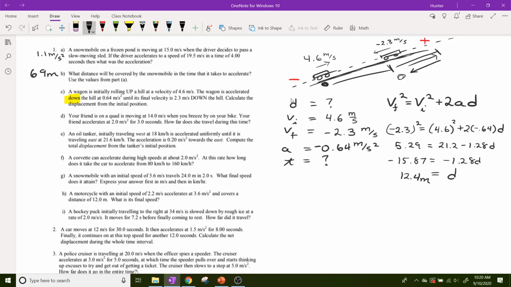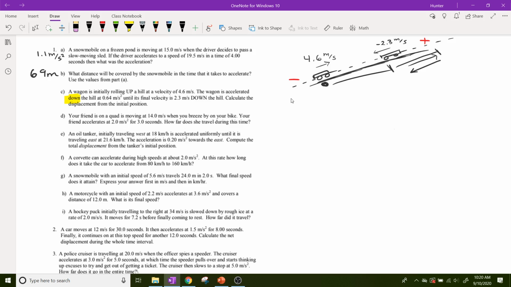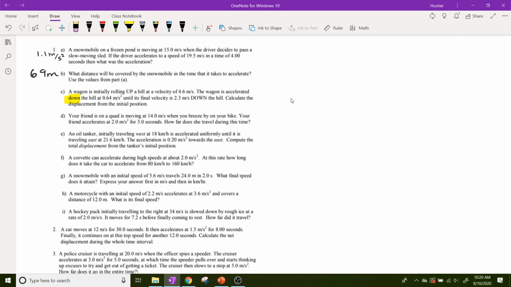D is different, right? Completely different problem. So I'm going to erase these, and that means I've got to get rid of my picture too. We'll go for part D.